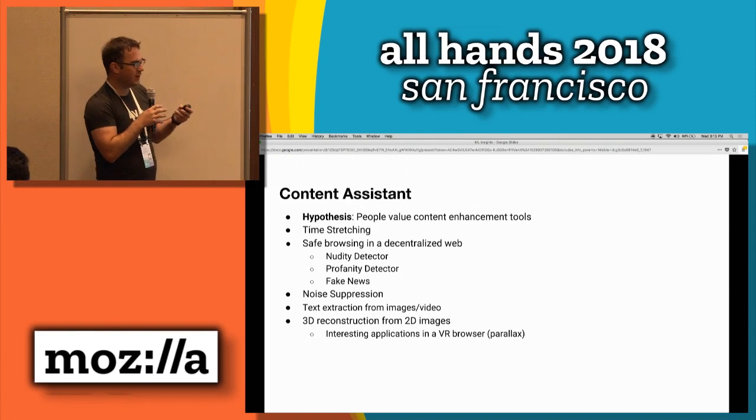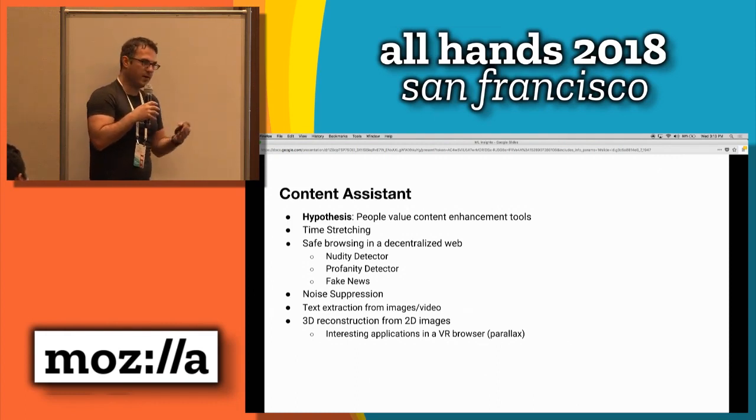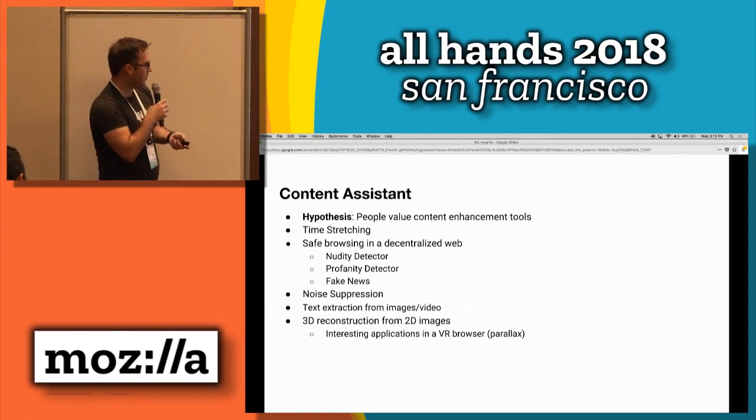If we're looking at the decentralized web, things like nudity detector, profanity, fake news, these are some of the technologies you have to run locally on your machine. You don't have to rely on some centralized place where these models run. So can we do some of these things locally? Noise suppression is another one that's interesting, applying machine learning to reduce noise from audio. And we'll give a demo of that shortly.